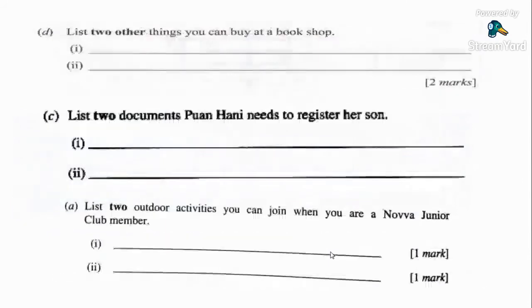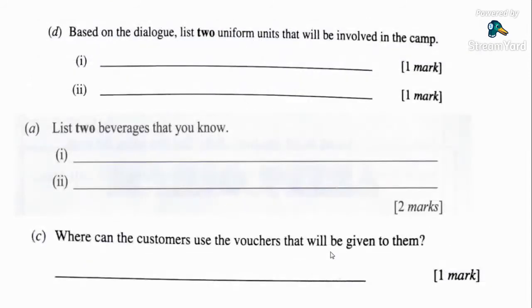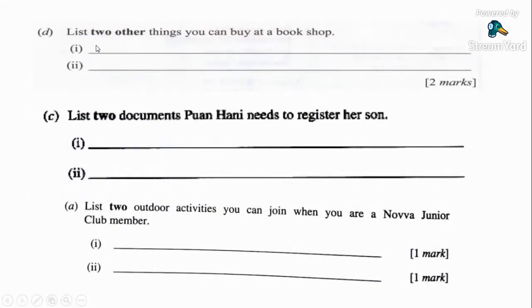See, every year they have this question. This is to help weak students, and this is 2 marks, which is very easy to get. List 2 documents, list 2 outdoor activities, list 2 other things you can buy at the bookshop, list 2 uniforms, list 2 beverages. Where can the customers use the vouchers that will be given to them? All these answers are already inside the stimulus, except for this one. For this, list 2 other things means things other than the ones given in this.